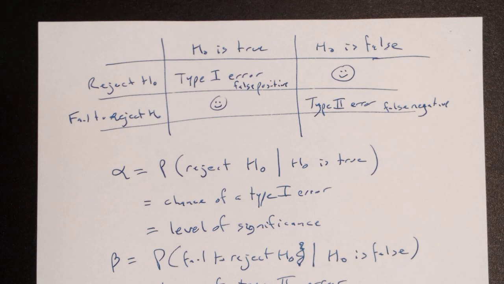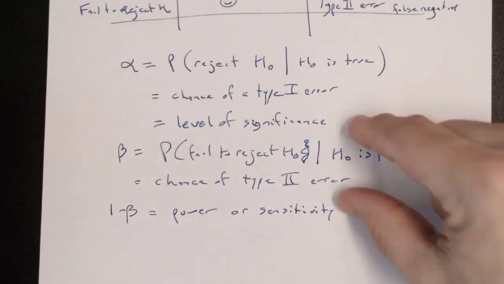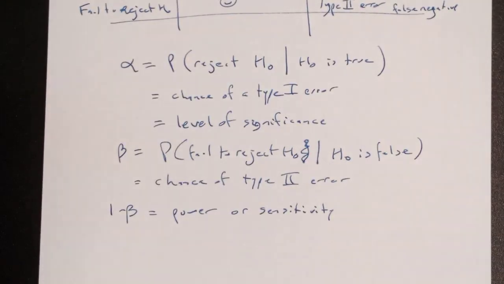So we have to make a decision as to which errors we think are more acceptable than others and pick these numbers appropriately.